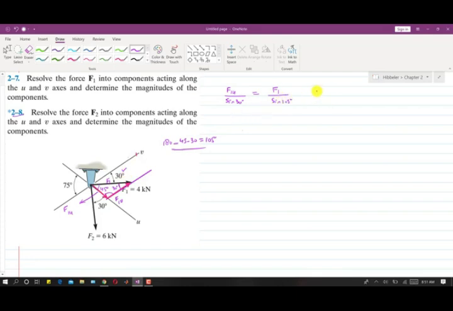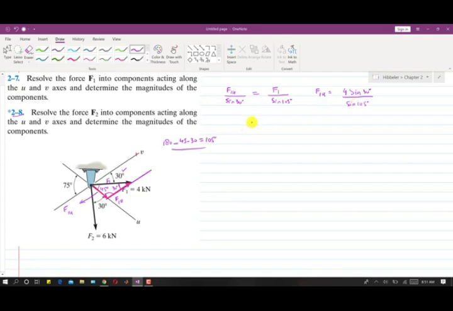If I solve this, this will give us the component of F1 along U. F1 is 4 kilonewton, so I will write 4 and multiply it with sine of 30, divided by sine of 105. I will solve this a bit later.